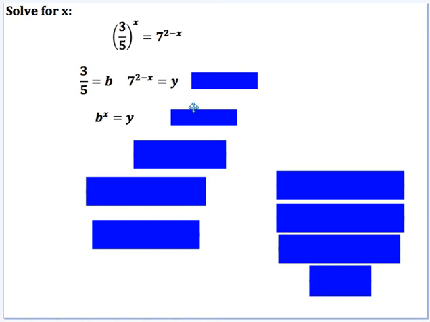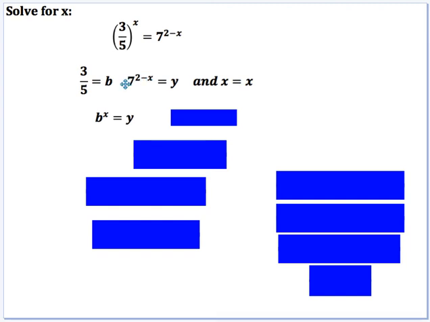And then this over here that's kind of on its own is just going to equal y. So it's not just the 2 minus x is y or just the 7 is y. The whole thing is going to be your y value, okay? And then that just leaves x, your exponent over here is just going to be your x, okay?